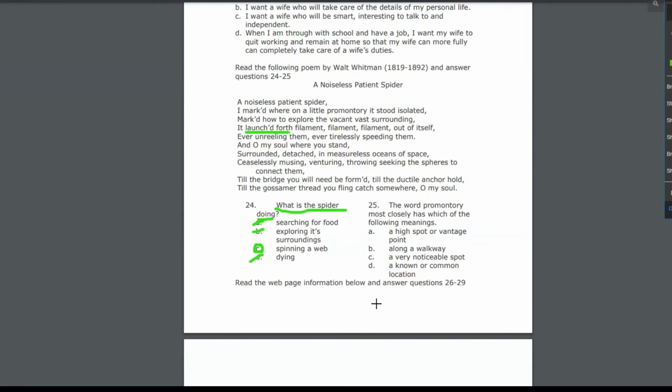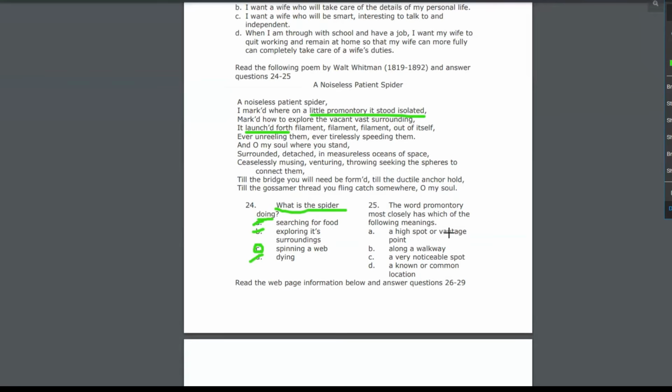All right, number 25, the word promontory most closely has which of the following meanings? So if we go back to the passage, it says, I marked where on a little promontory it stood isolated. Okay, so we have a high spot or a vantage point, along a walkway, a very noticeable spot, a known or common location. I had never heard of the word promontory before, so I had to go by what was going on and where I personally see spiders the most, especially for him to be able to give this particular detail. And y'all can help me out too as to how you are able to answer it.